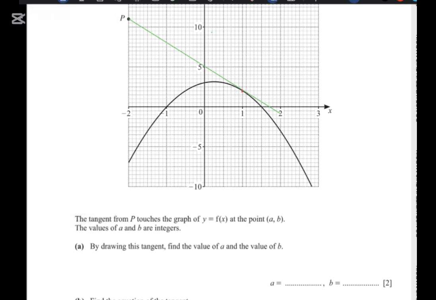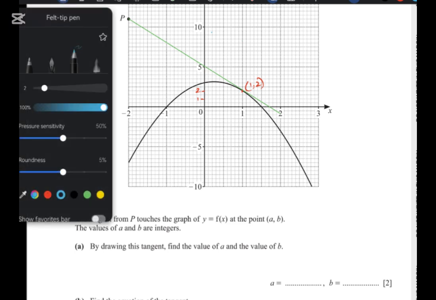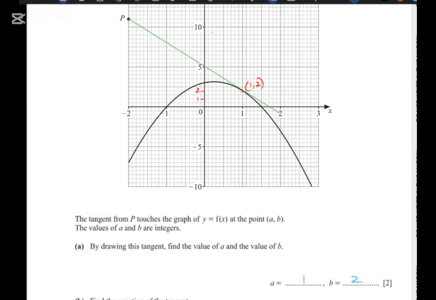So now that point on the x-axis is 1, and on the y-axis, see here 0 to 5 it is 10 numbers. So 2 boxes is one number, 1, 2. So it is 2. So it is 1, 2. That means A is 1, B is 2. This is done. Question A is done.